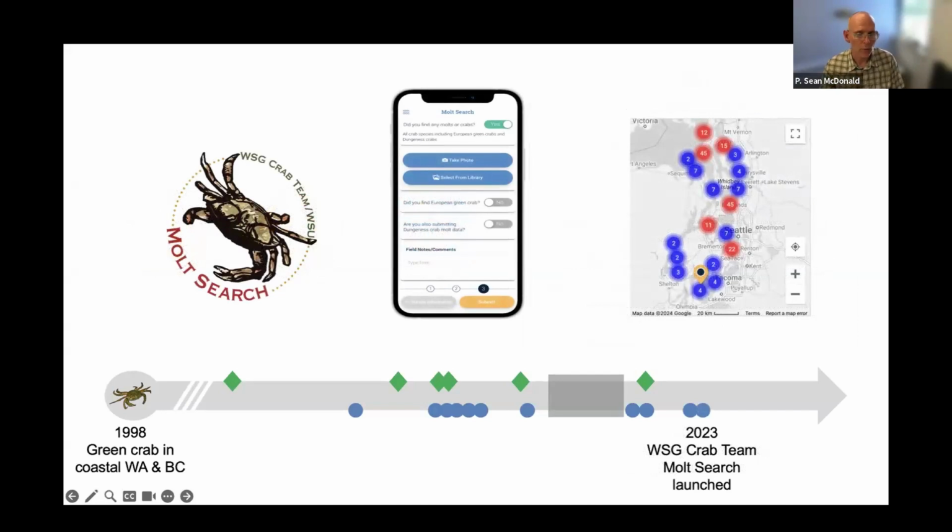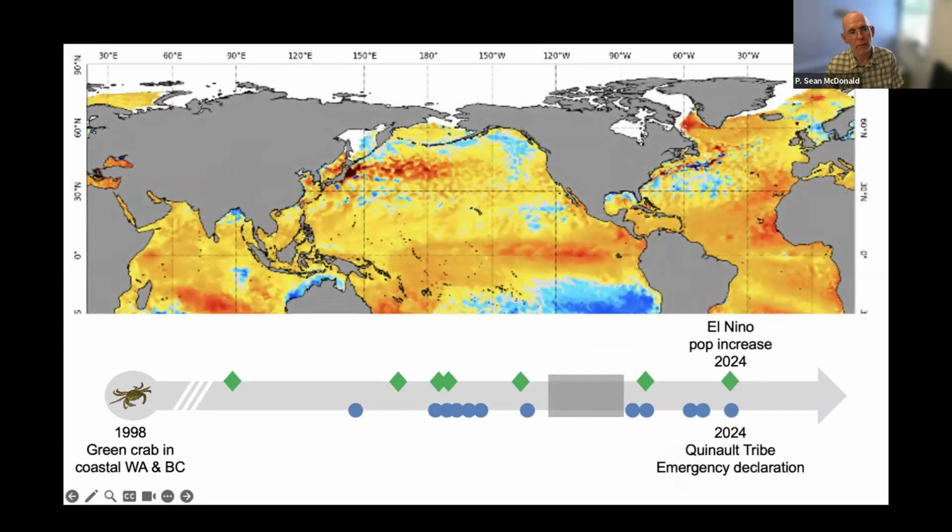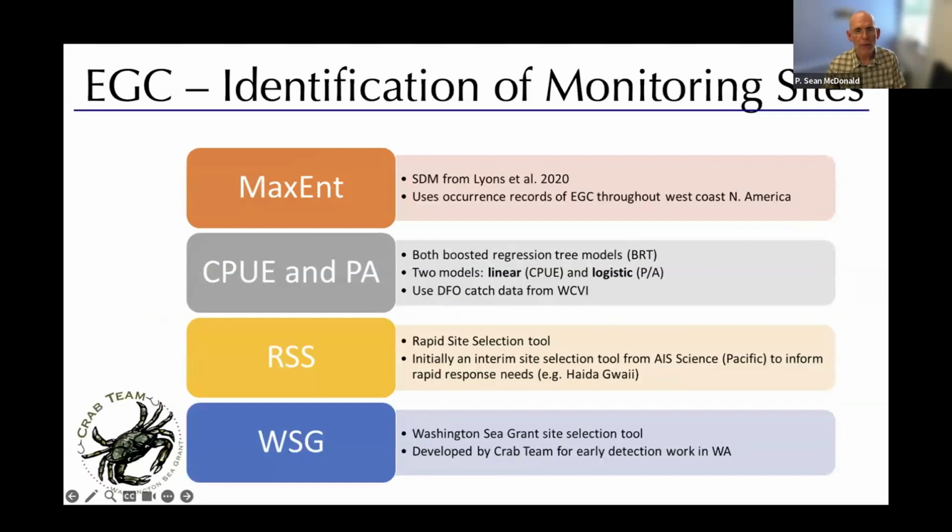And then in 2023, Washington Sea Grant Crab Team developed and launched the MOLT search program with Washington State University. And that leads us to 2024, where we had a mild El Niño. El Niños tend to favor green crab population increase and spread, which we have seen. And in 2024, we also saw the Quinault tribe declare an emergency there as well. And so this work is ongoing. I just want to oh so briefly highlight one of the transboundary initiatives that we participated in recent years. This is something we did back in 2022 with DFO, where we participated in a working group to help identify monitoring sites in British Columbia.